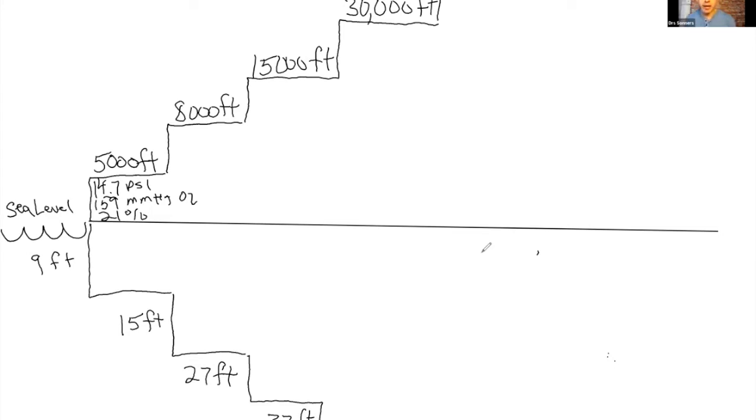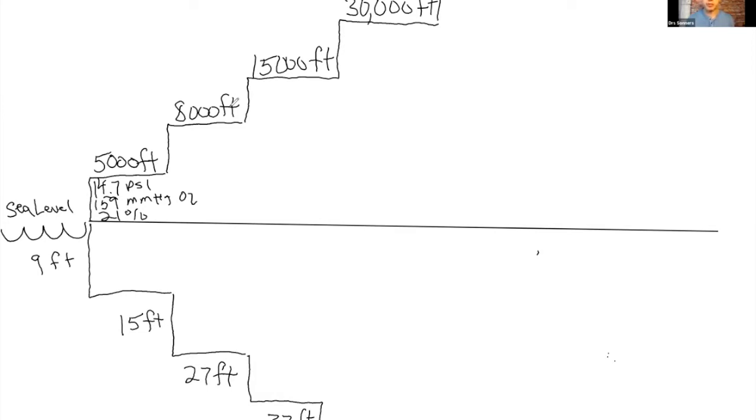So at sea level, we're looking at 14.7 PSI of pressure from the atmosphere, 159 millimeters of mercury of oxygen, which leads to an effective 21% of oxygen that we could breathe. As we go up, we're going to be talking about a decrease in percentage of oxygen. That's not really a decrease in the percentage. Like I'm saying, air, no matter where we are, is still 21%.